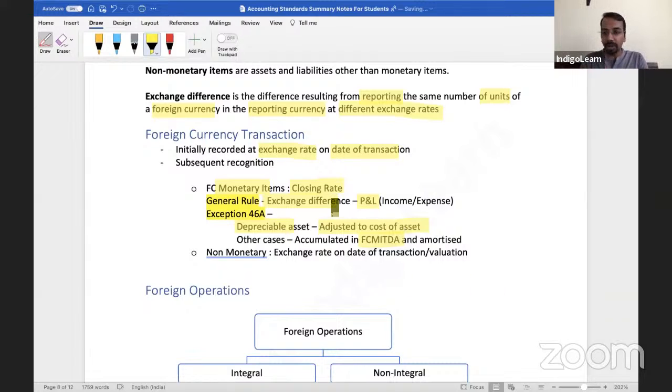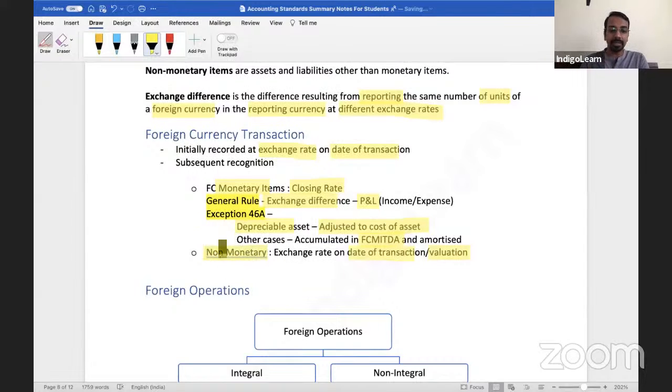As far as non-monetary items are concerned, you will use the exchange rate on the date of transaction, or if the fair value approach or revaluation model is being followed, you will use the exchange rate on the date of valuation. So for inventory, you will use the exchange rate on the date of valuation of the inventory. For fixed assets, you will use the exchange rate on the date of transaction. Now, this is for conversion of non-monetary items.